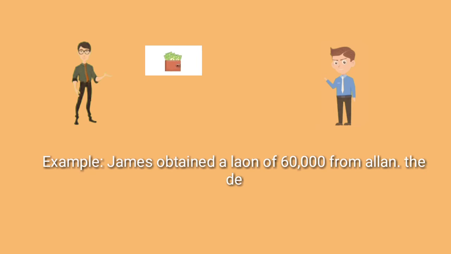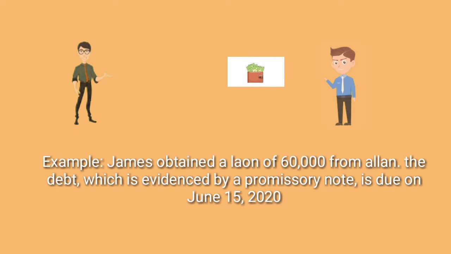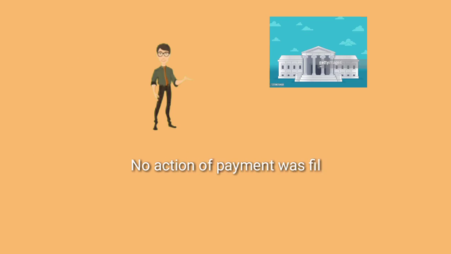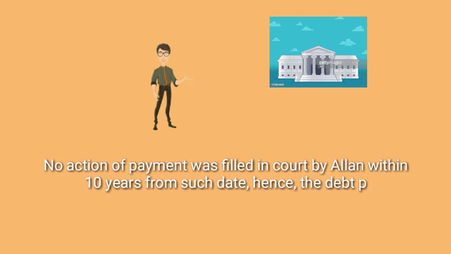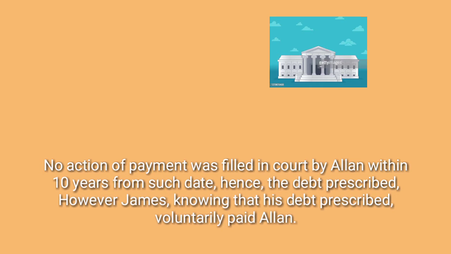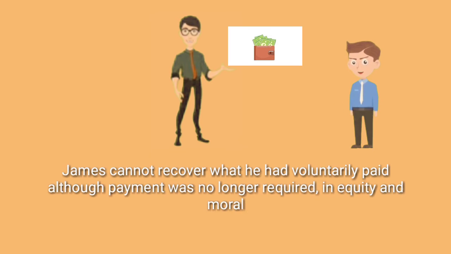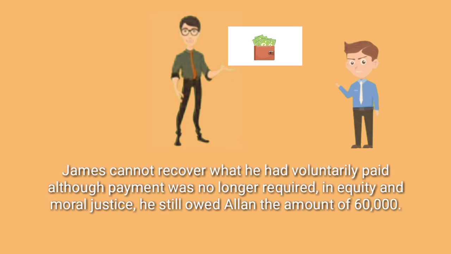Example. James obtained a loan of $60,000 from Alan. The debt, which is evidenced by a promissory note, is due on June 15, 2020. No action for payment was filed in court by Alan within 10 years from such date, hence, the debt prescribed. However, James, knowing that his debt prescribed, voluntarily paid Alan. James cannot recover what he had voluntarily paid, although payment was no longer required. In equity and moral justice, he still owed Alan the amount of $60,000.